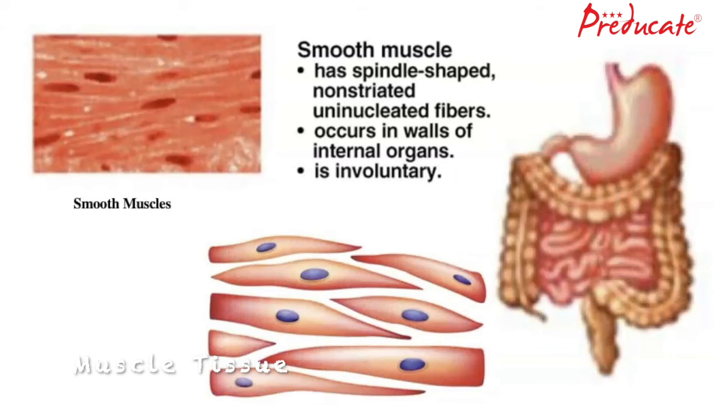The organs move the food through the GI tract, blood through the blood vessels and urine pushed out of the bladder. Smooth muscle cells are not striated, therefore the name is smooth. They have a single nucleus and have tapered ends.